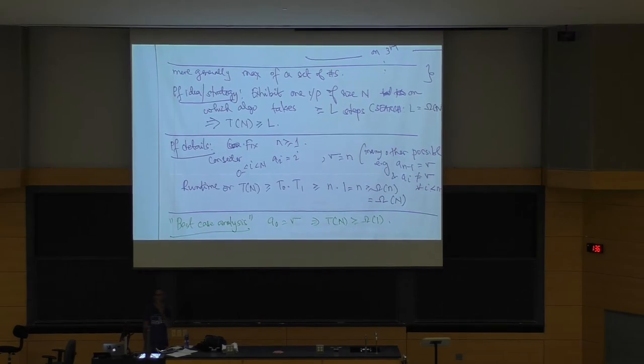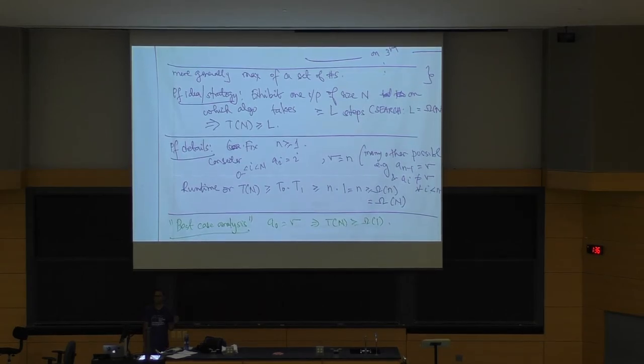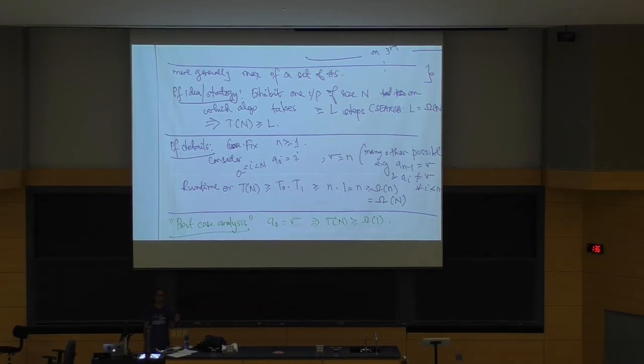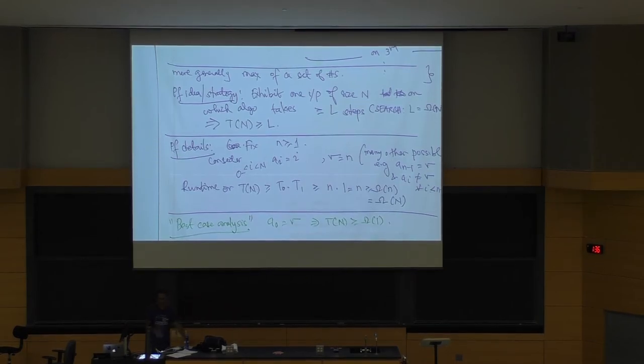Any questions on the definition of T of n, doing big O analysis or big omega analysis of algorithms? It's too close to the weekend. But I'm still not letting you guys go.